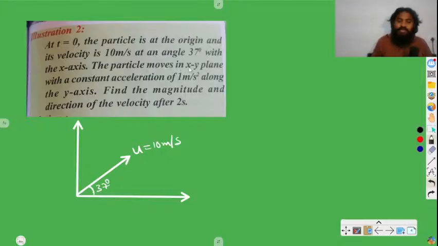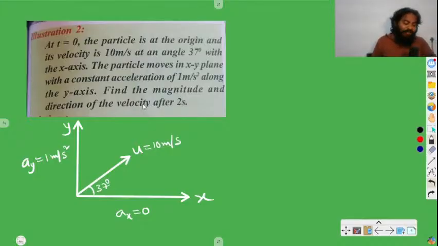The particle moves in the xy plane with a constant acceleration of 1 meter per second square. Along the y-axis there is an acceleration, a_y is 1 meter per second square, but there is no acceleration along the x-axis; acceleration is 0. Now, find the magnitude and direction of the velocity after 2 seconds.